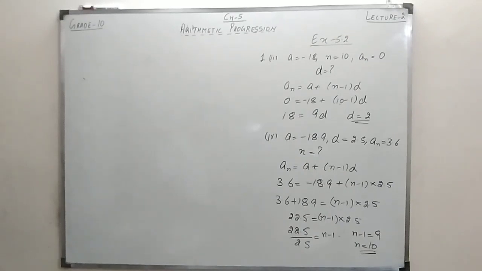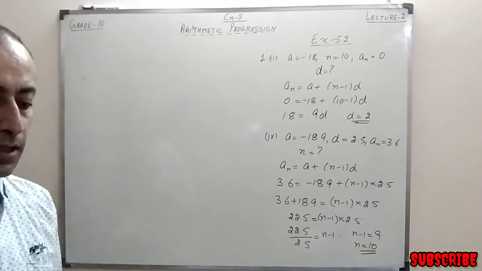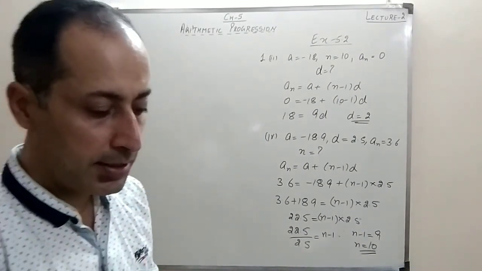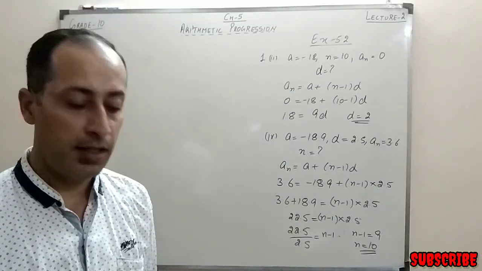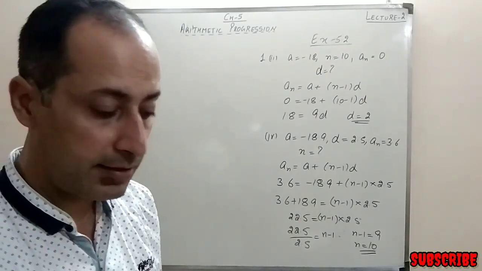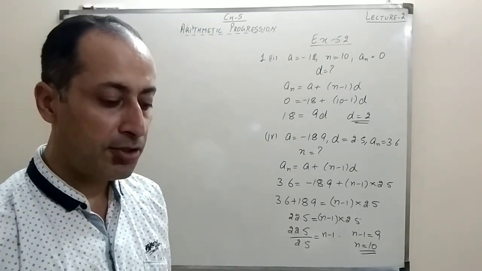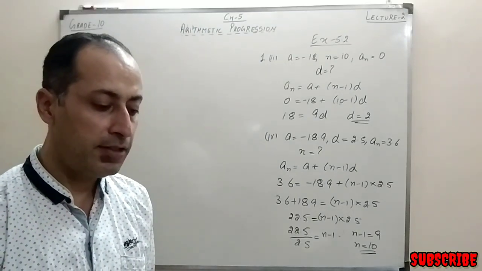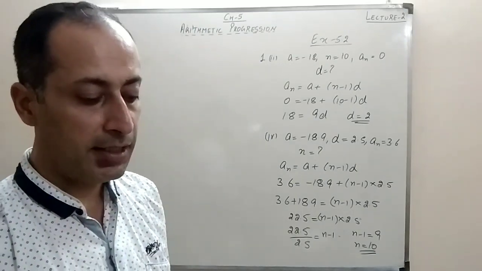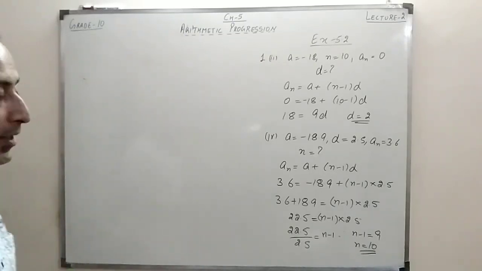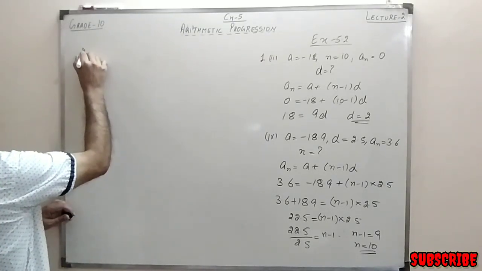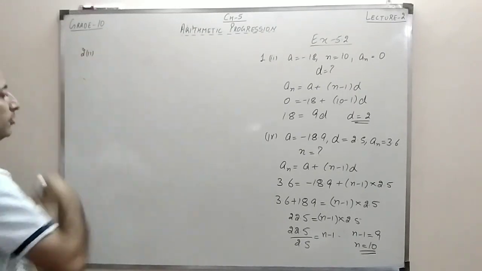Now if you see the second question, it's an optional question, an MCQ. An AP is given and we have to find what is the correct choice. Let's see the second part. Choose the correct choice in the following and justify. The 11th term of an AP, so I have to find the 11th term of the AP, and the AP is given to me. This is the second question, second part. So what is given to me?